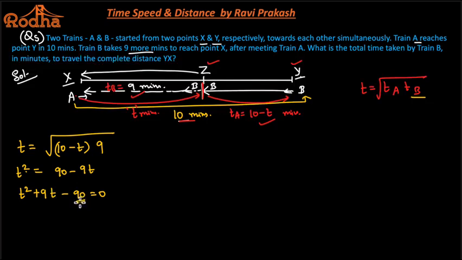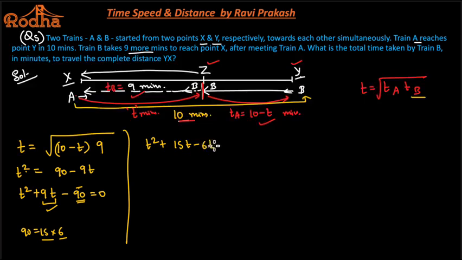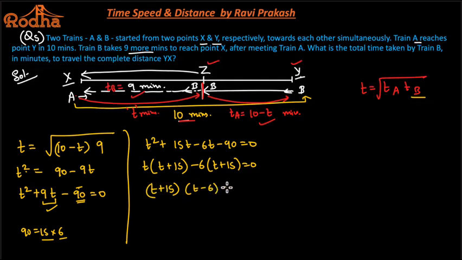So now how do you break this? 19 I can break so that I can split the middle term. So obviously 19 we can break like 15 and 6, so that from the difference of 15 and 6 I can create a 9 here. तो आप देखो, T square plus 15T minus 6T minus 90 equal to 0. T common ले लिया, T into (T plus 15) minus 6 into (T plus 15) is equal to 0. फिर T plus 15 common ले लिया, so (T plus 15) into (T minus 6) is 0. So T equal to minus 15 or 6.